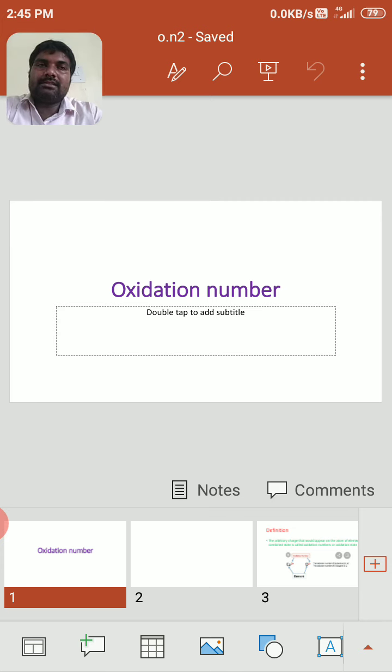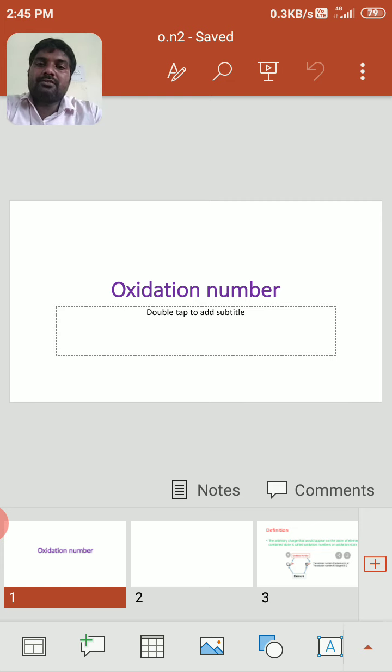So that charge is present on the atoms. For example, if sodium loses one electron, then sodium becomes Na+. What we call that +1 charge, that +1 is called the oxidation number. Today our topic is oxidation number or oxidation state.